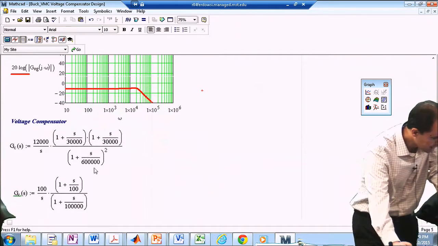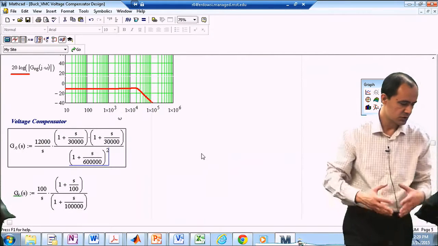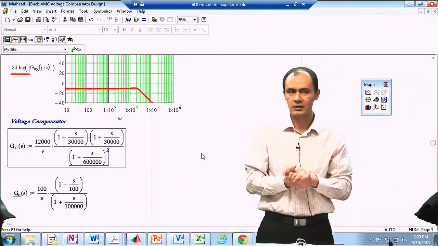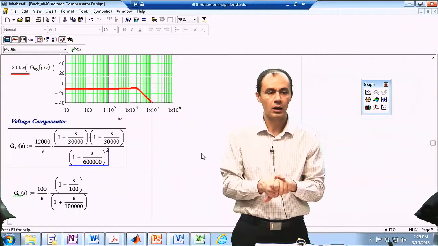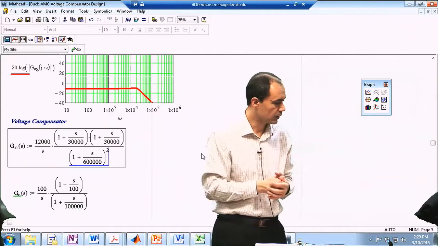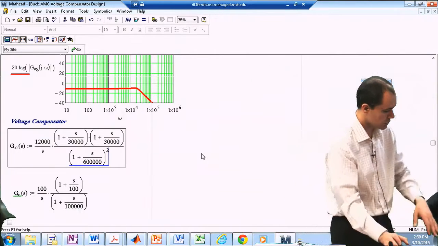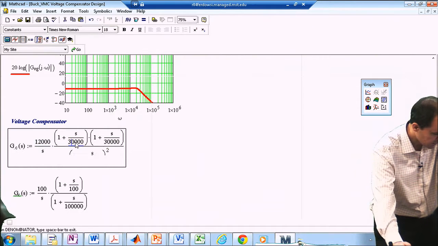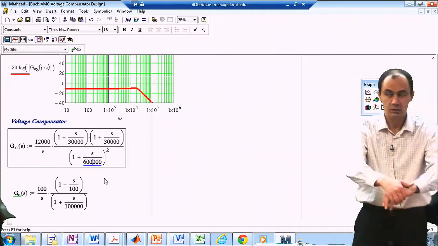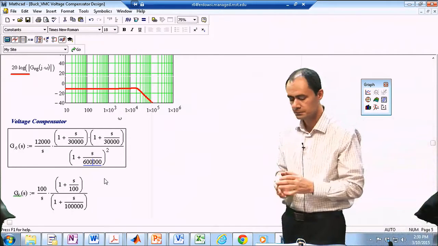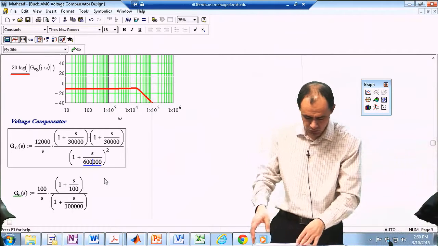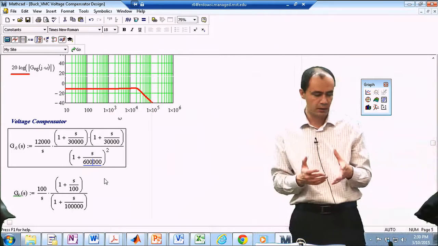So my candidate for the compensation network: I have just made my life a little bit simpler. I am assuming that omega Z1 and omega Z2 are equal, and omega P1 and omega P2 are equal. So this 12,000 is the gain A. Then this is 30,000 for omega Z1, 30,000 for omega Z2, and then 600,000 for omega P1 and P2. Remember, for omega Z1 and Z2, the criteria was they should be around omega naught.